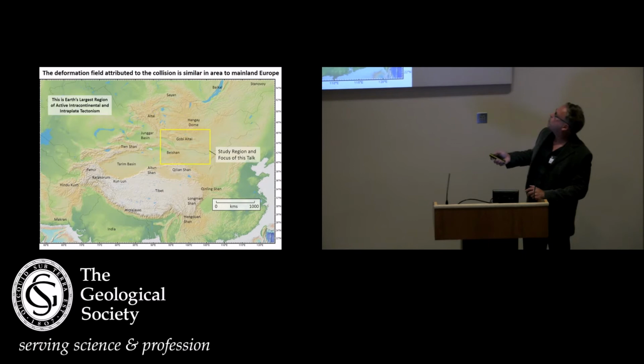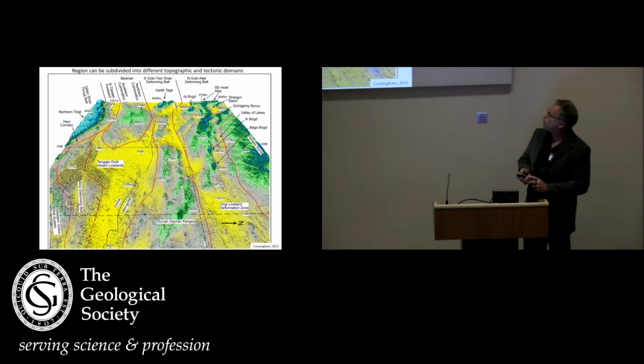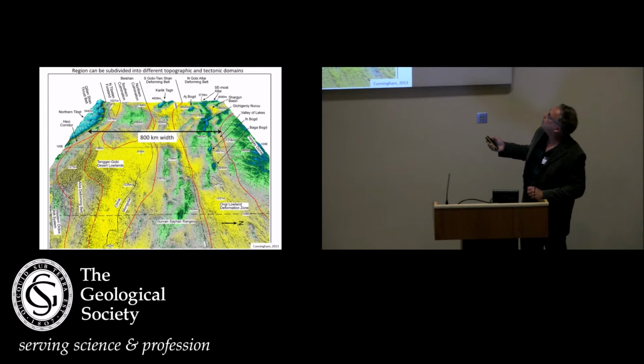And this is a view looking west. Okay, so here's north, and here's the Mongolia-Chinese border. This is what I call the Gobi Corridor. It's about 800 kilometers wide. And it can be subdivided into different deforming and topographic domains, the North Tibetan Foreland and Hexi Corridor, the Beishan Plateau with its northern and southern culmination, both potentially still active in terms of some of the faulting here. And then the easternmost Tian Shan, which extends into the southern Gobi Altai, this is a continuous deforming region here. And then the northern Gobi Altai here, where most of the action is today.